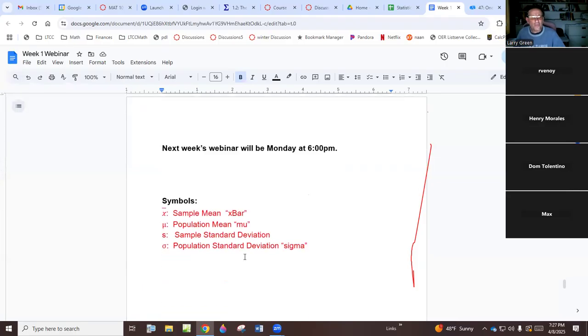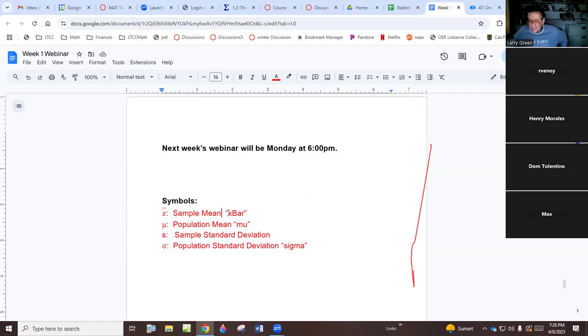So I want to show you one more thing that's really important that we're going to be using for this entire course, and that is symbols. I want you to be able to understand the symbols. Typing sometimes is very difficult, but understanding is not hard. So the first one is X, and notice there's a little bar on top of the X. That represents a sample mean.